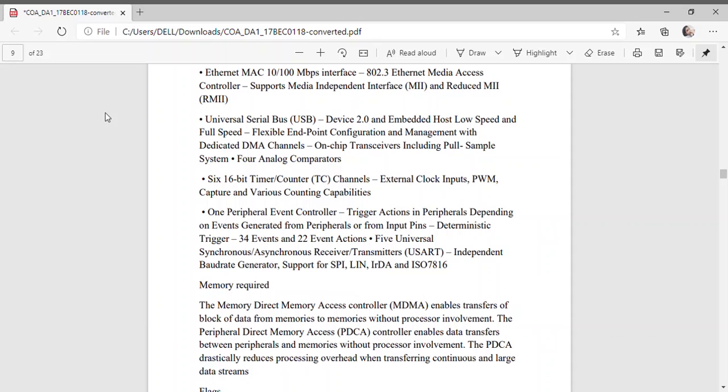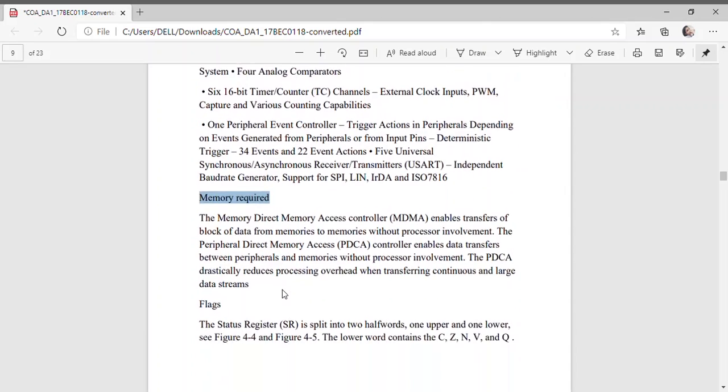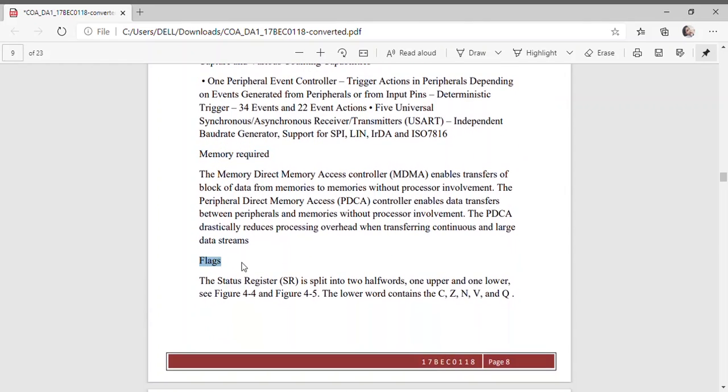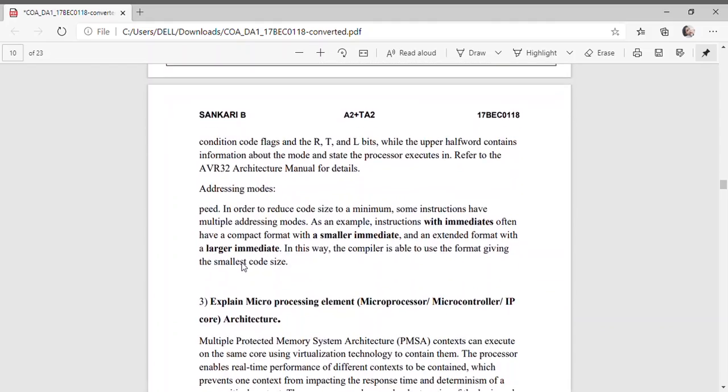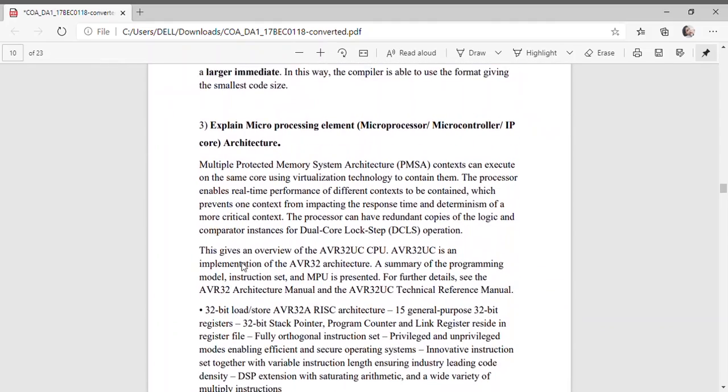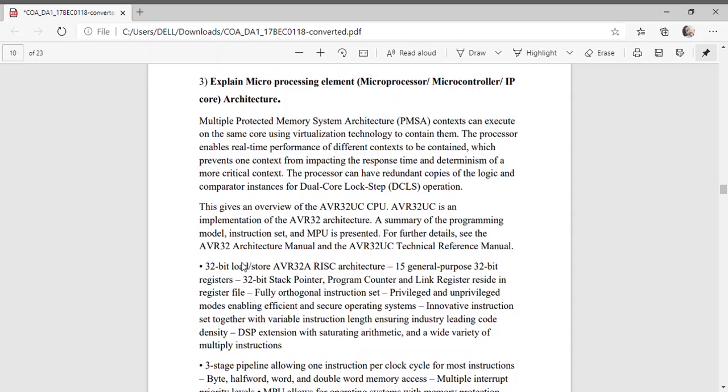And memory required, flag, addressing modes are clearly explained. Going to the next question.